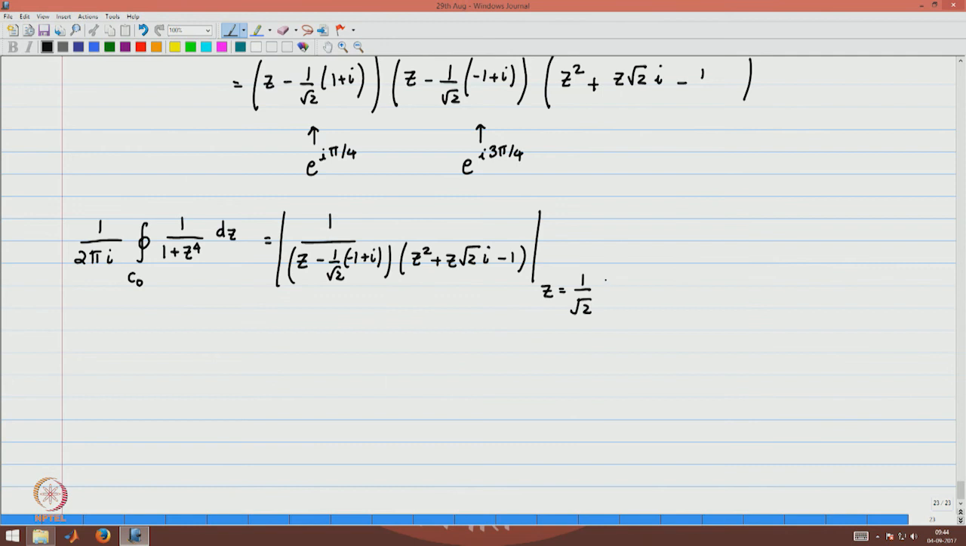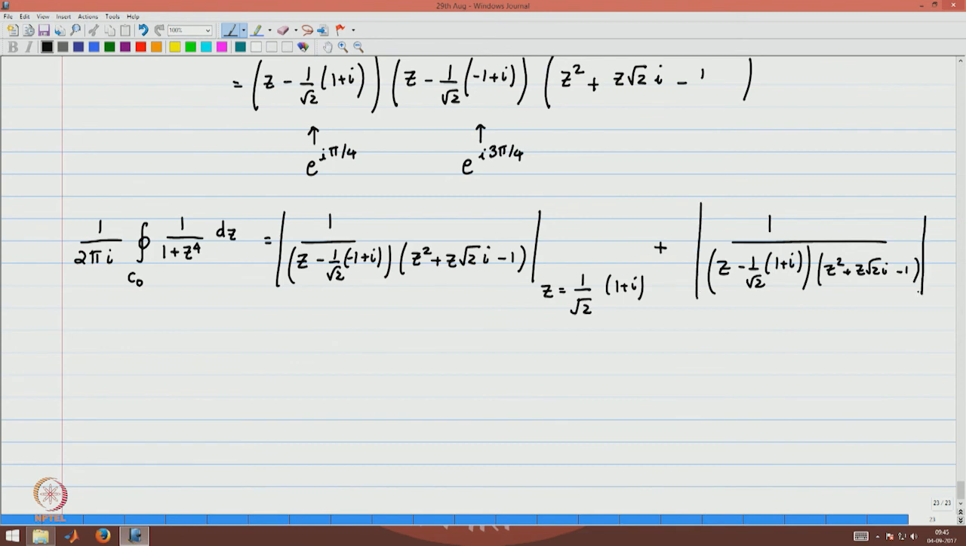1 by root 2, 1 plus i. And in the next residue what you will have is plus 1 over z minus 1 by root 2, 1 plus i, z square plus z root 2 i minus 1. This evaluated at z equal to 1 by root 2, minus 1 plus i. So, we are almost done.